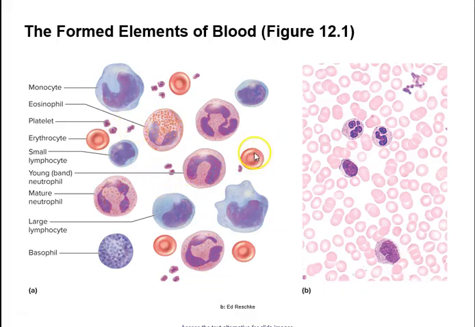So the red blood cells, you'll notice, have no nucleus in them. The white blood cells are much larger, and they typically have a really large nucleus that can be a different shape depending on which white blood cell you're looking at. And then the platelets, again, are just little tiny fragments of cells. So they're not really going to have a nucleus or organelles within themselves.